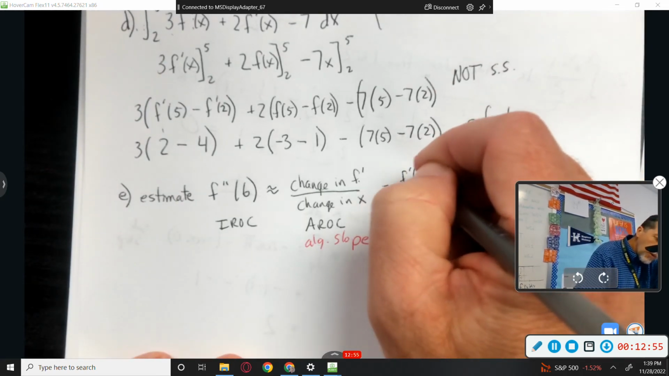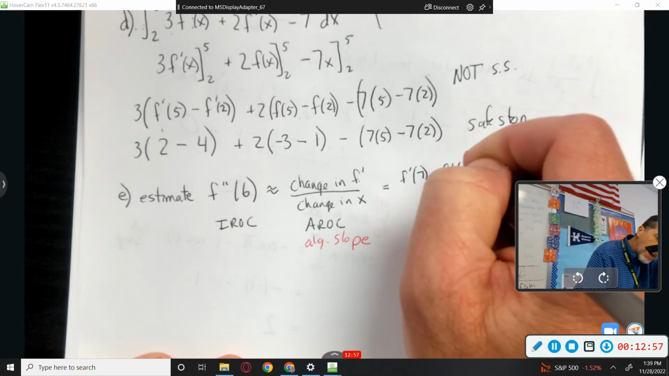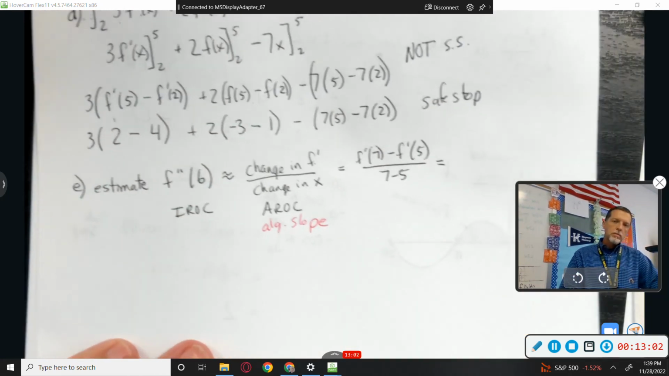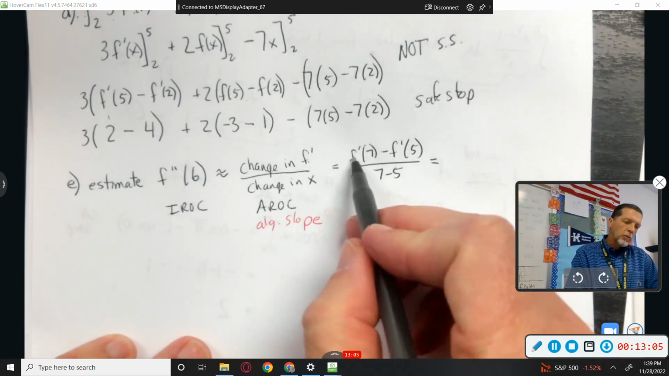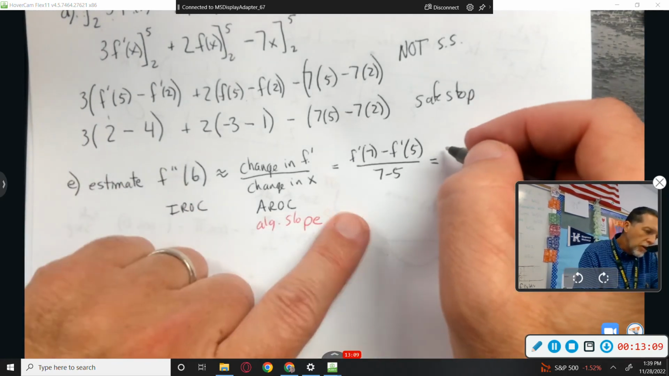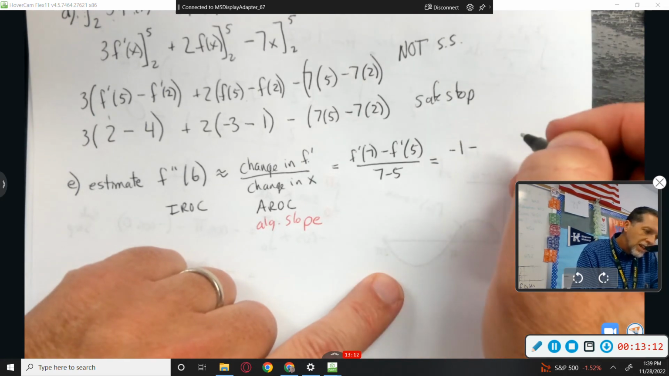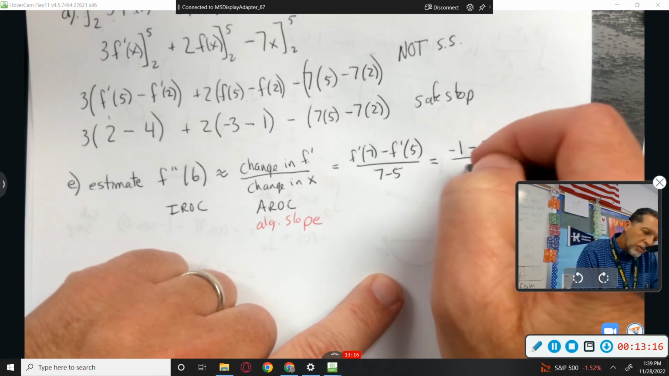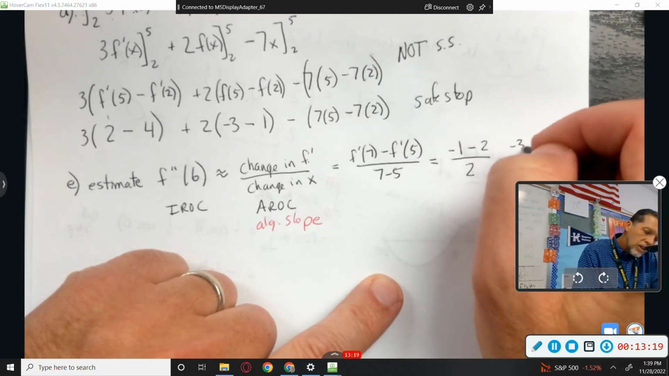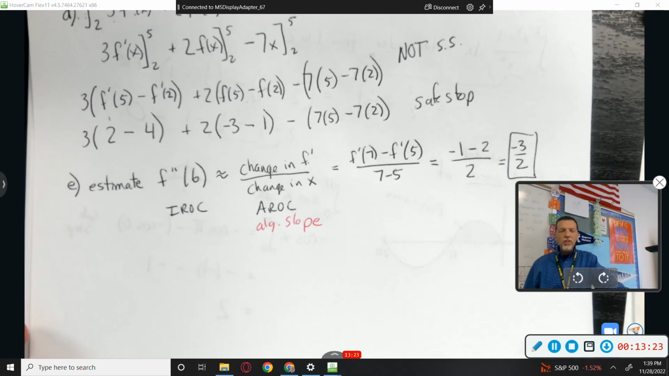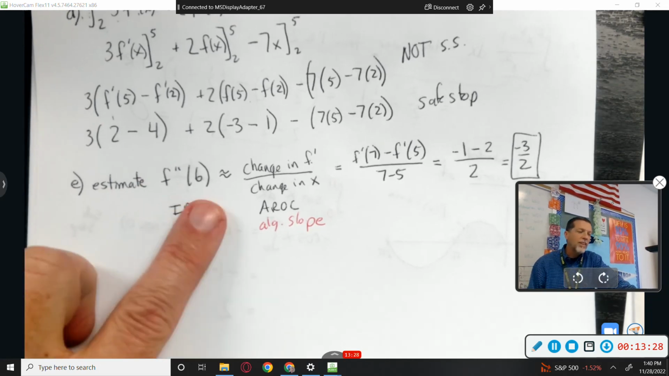So f prime of 7 minus f prime of 5 all over 7 minus 5. The rate of change in f prime would get us f double prime. So f prime of 7 is negative 1. F prime of 5 is 2. 7 minus 5 is 2. So negative 3/2. So the average slope of f prime is f double prime, or is estimated.